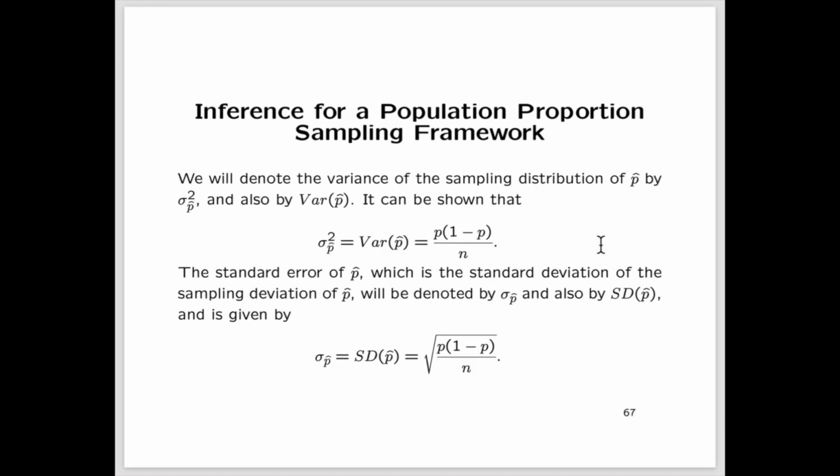We will denote the variance of the sampling distribution of p hat by sigma squared sub p hat, and also by var of p hat. And it can be shown that the variance of the sampling distribution of p hat is equal to p times 1 minus p over n. Now, the standard error of p hat is going to be the square root of its variance, and so we'll denote it either by sigma sub p hat or by SD, for standard deviation, of p hat, and it's given by the square root of its variance, all right? And so the square root of p times 1 minus p over n, that is the standard deviation of the sampling distribution of p hat.